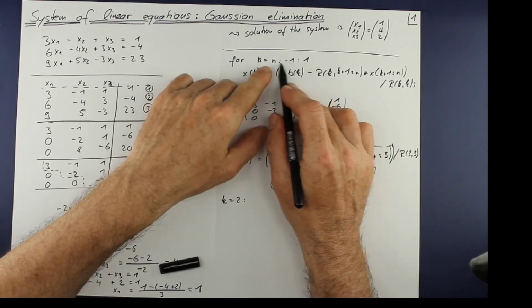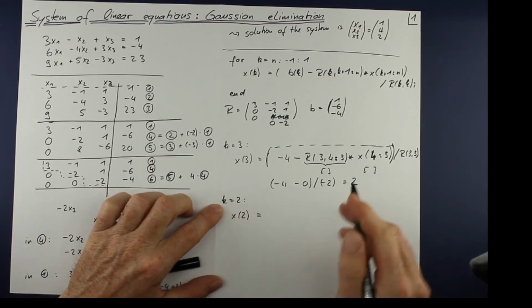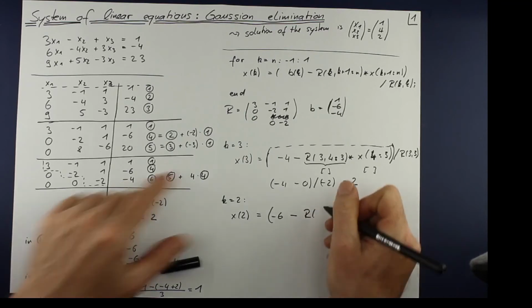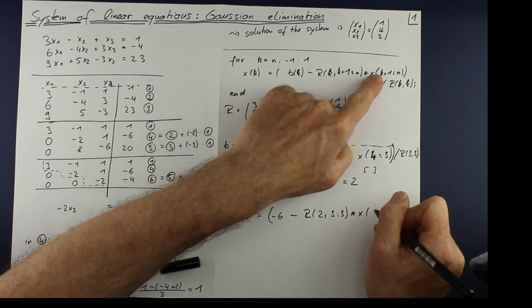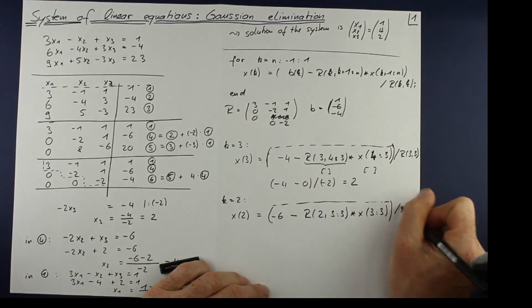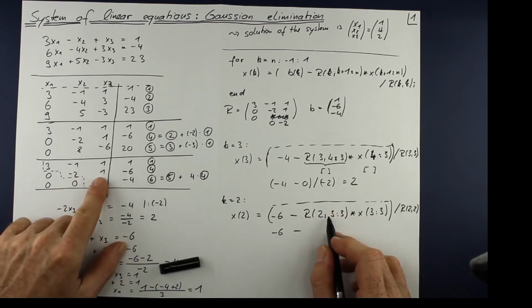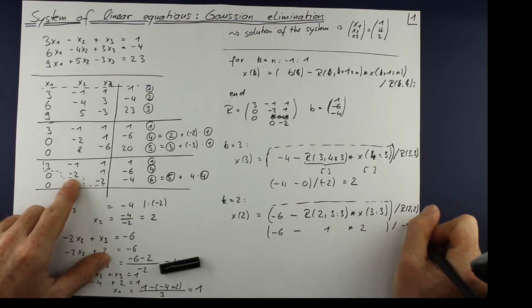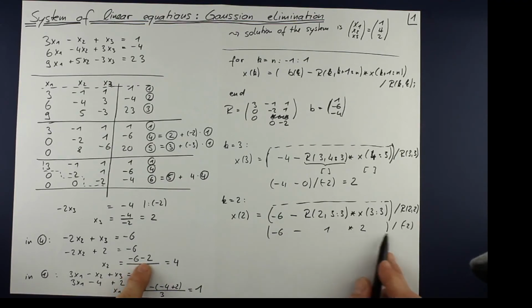Now we step k, from 3 by minus 1, so 2. So now x2 is b2, minus 6, minus now R2,3 to 3 times x 3 to 3, divided by R2,2. And this is minus 6 minus 1 times 2 divided by minus 2. And so we have minus 6 minus 2 divided by minus 2, and this is plus 4.